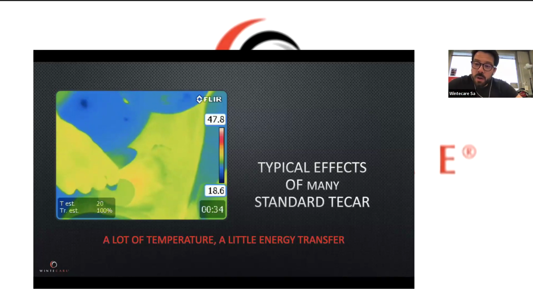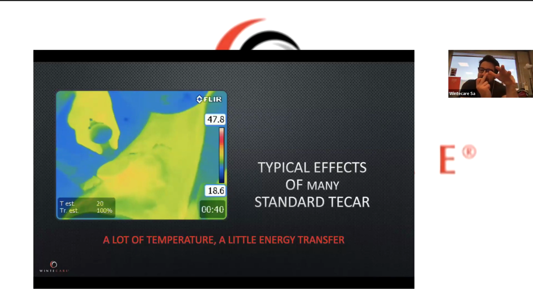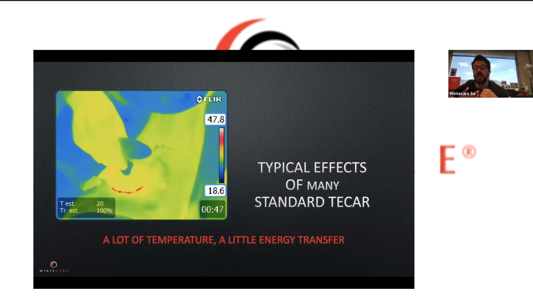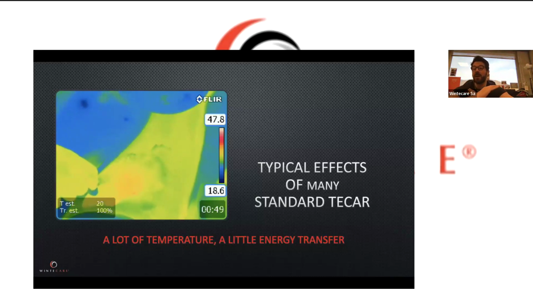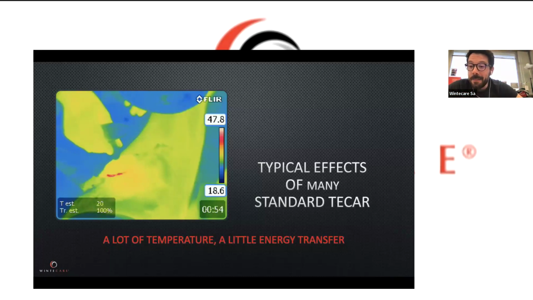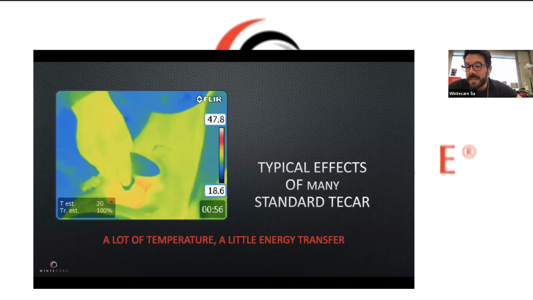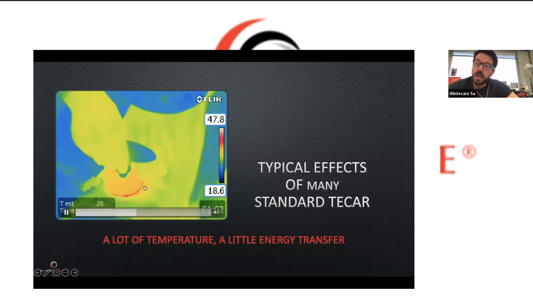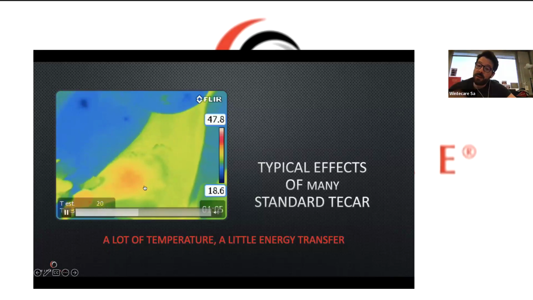But what we can notice is a sharp change in temperature on the edge of the electrode. What does this mean? It means that we are working a lot on the surface. We are doing a lot of temperature increase on the surface, and we are not transferring energy inside. It means that we are wasting time. It means that we are using a device like an ultrasound for treatment. Look at that. It reaches up to 50 degrees on the surface.